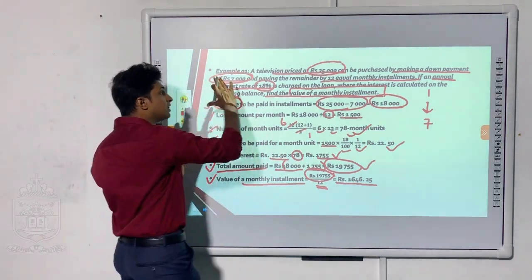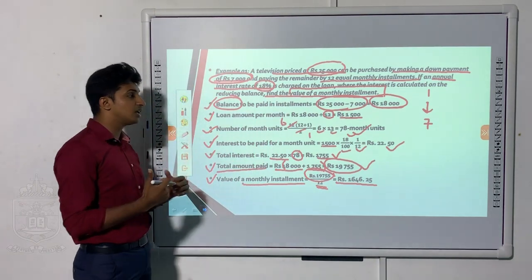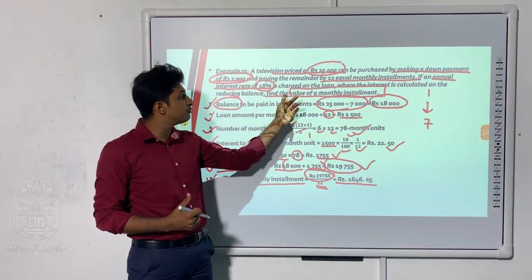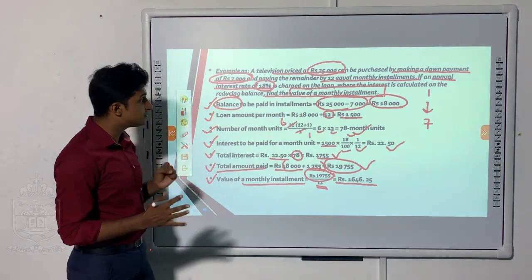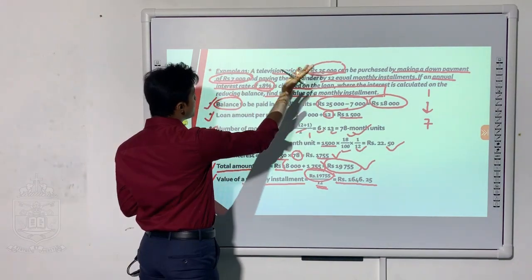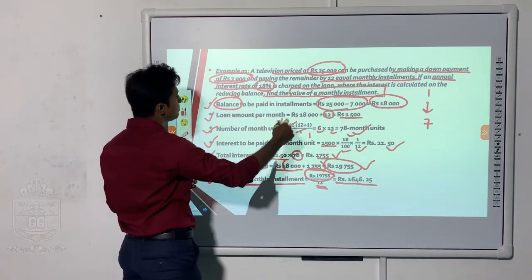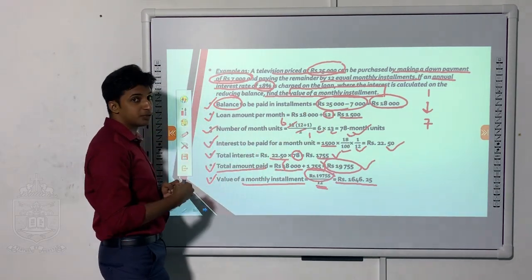It is not a very difficult thing to understand. It's just that when I get the question, when I have to answer it, I'm going to use the steps I know. They need to find the value of a monthly installment. So first, this television was 25,000. I pay him 7,000 at the very beginning. So that means 18,000 is the balance I have to pay.